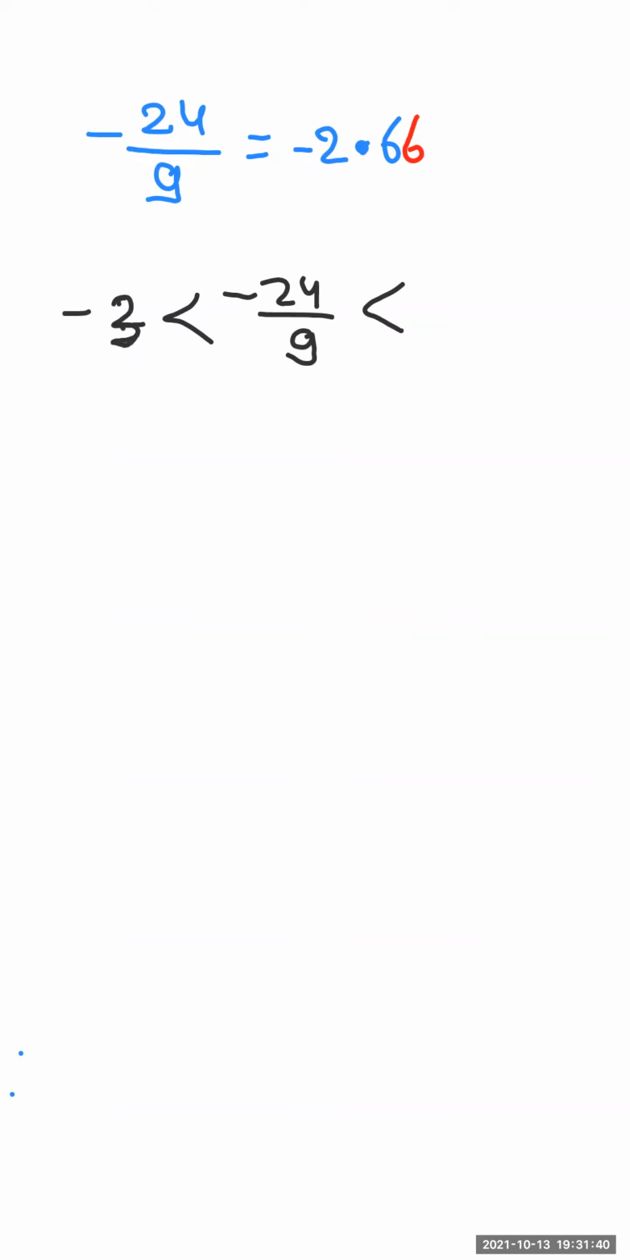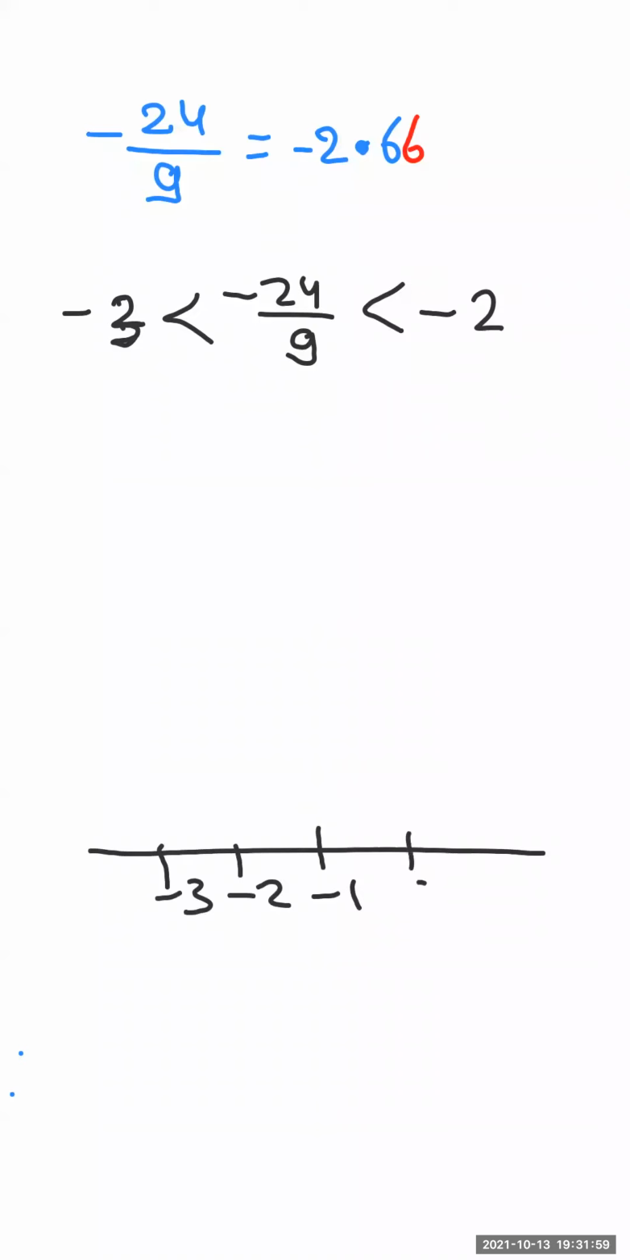So it's less than -2, right? It lies between -2 and -3. So it's greater than -3. Because guys, as we know, -1, -2, -3, and 0 like that. So -1, of course, is greater than -3, right?